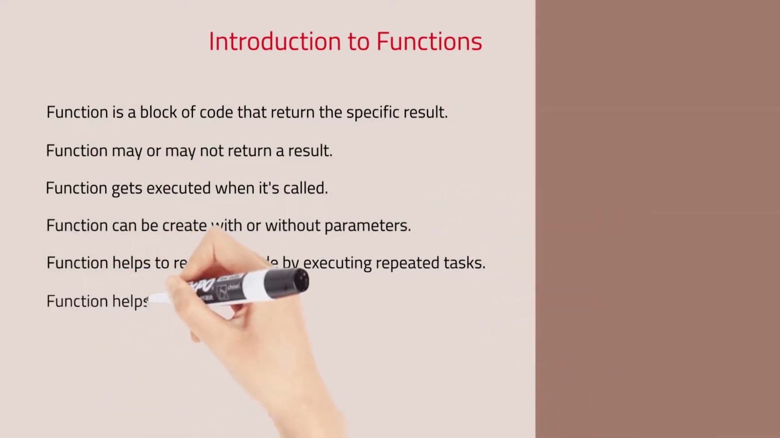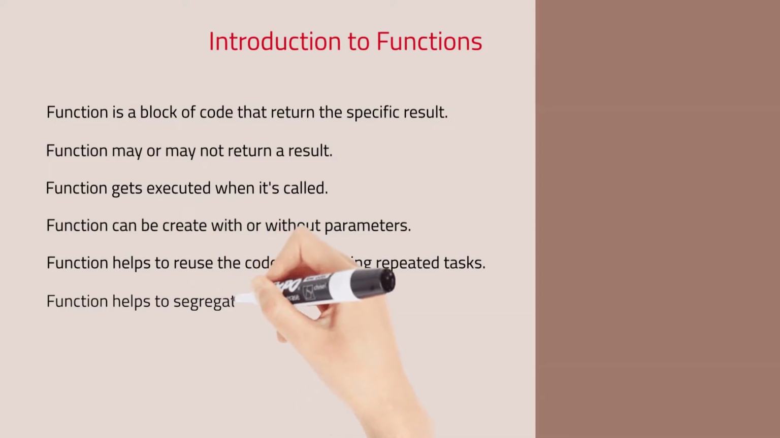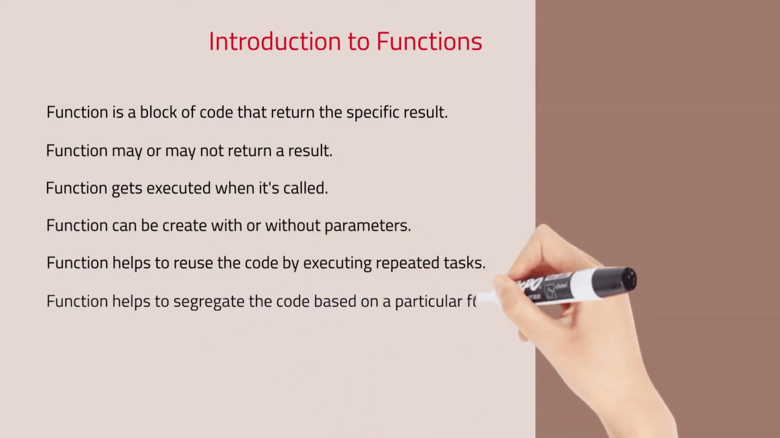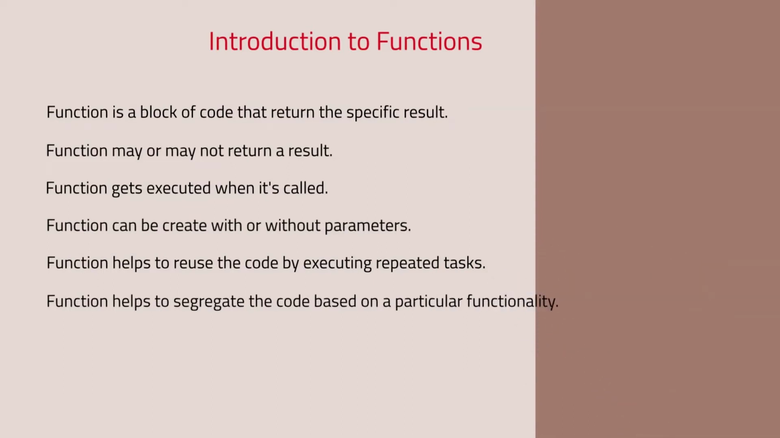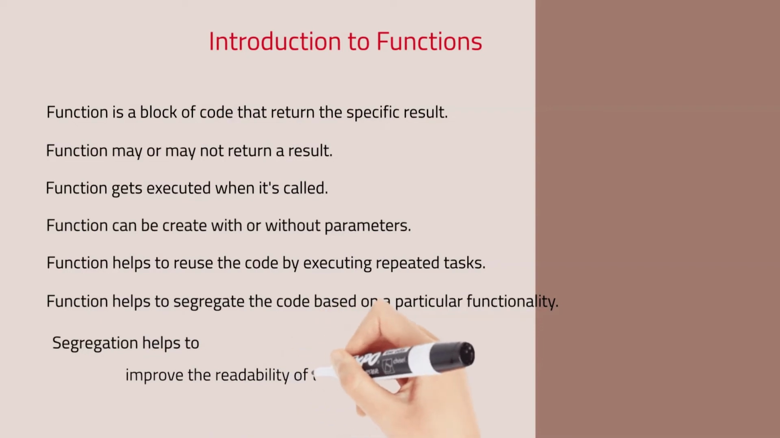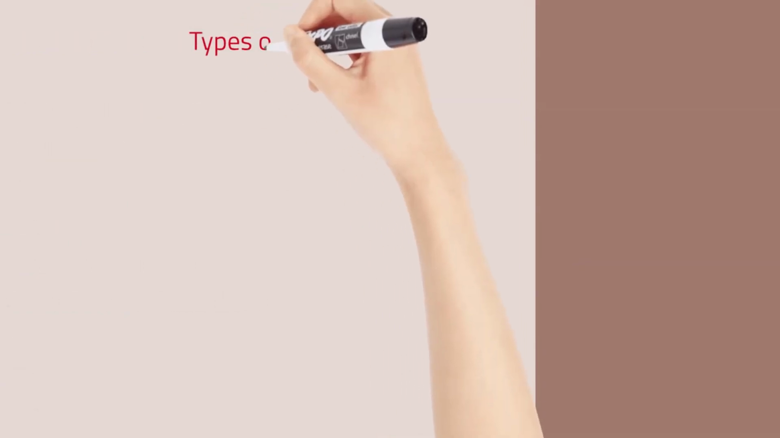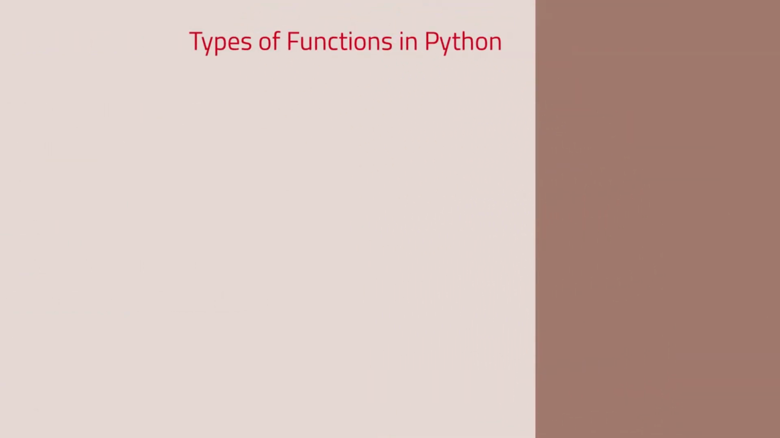Functions also help to segregate the code based on a particular functionality, such as adding numbers can be a separate function, and subtracting numbers can be a separate function. Segregation helps to improve the readability of the code. Debugging the code is easier because we know what functionality is having the issue and where the complete set of code is located.